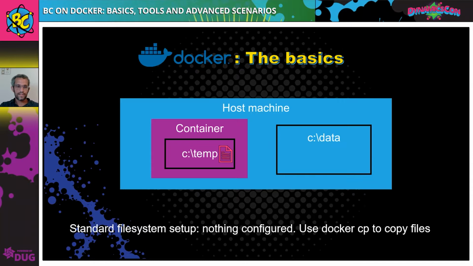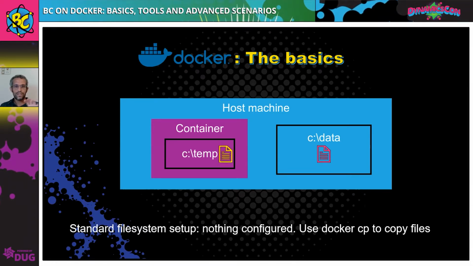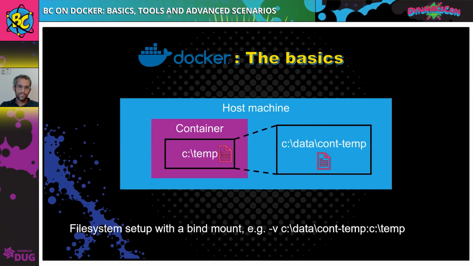If you do a docker cp, you have, for example, this file here inside of the c:\temp folder in the container. Then you can do a docker cp, and that means it brings a copy into, for example, the c:\data folder on your host. A copy means that if that file changes in the container, it obviously doesn't change in the host system because, well, it's a copy, so there's no link between the two.